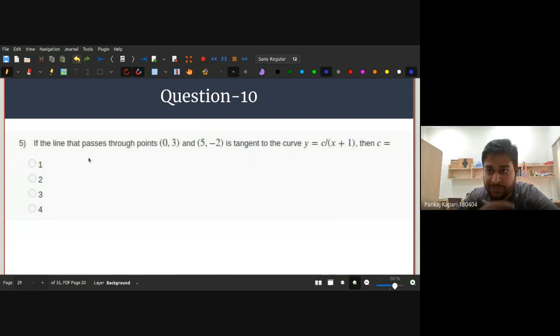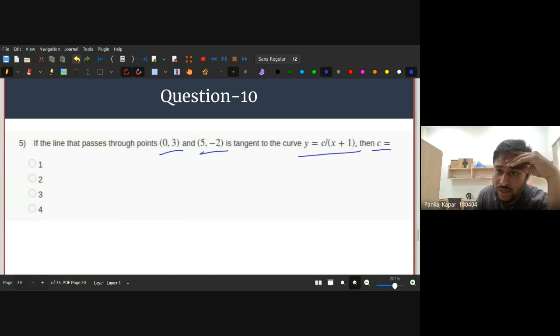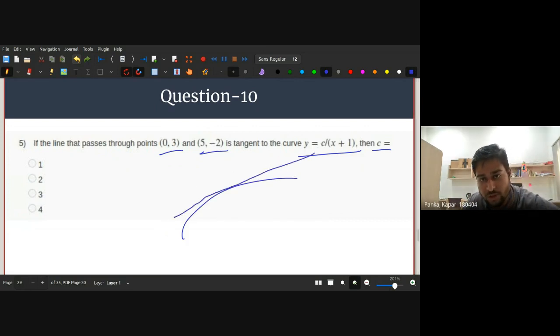Here you have to find the value of c depending on some conditions. So what are those conditions? It says that if the line passing through these two points is tangent to this curve, then what is the value of c? So there is a line and then there is a curve. Let's say this is our curve and this is our line, and the line is tangent to the curve at that point.